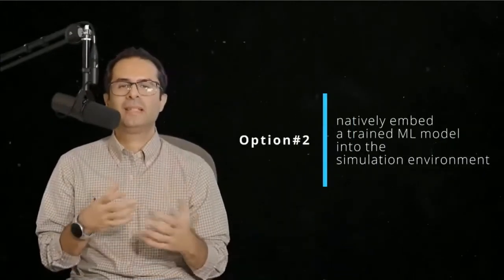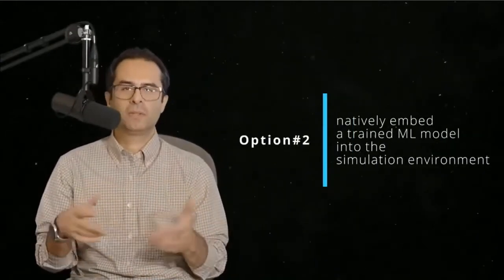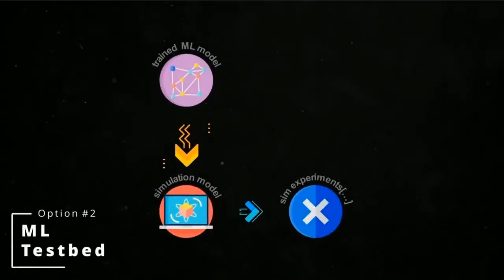Option 2, natively embed a trained ML model into the simulation environment. Local querying of a trained ML model is possible when the training was either in Java, AnyLogic's native language, or when the training platform allows the ML model to be exported in a format usable in Java. For example, with H2O.ai Driverless AI, trained models can be downloaded as MOJOs, a scoring engine that can be deployed in any Java environment with the assistance of their Java libraries.